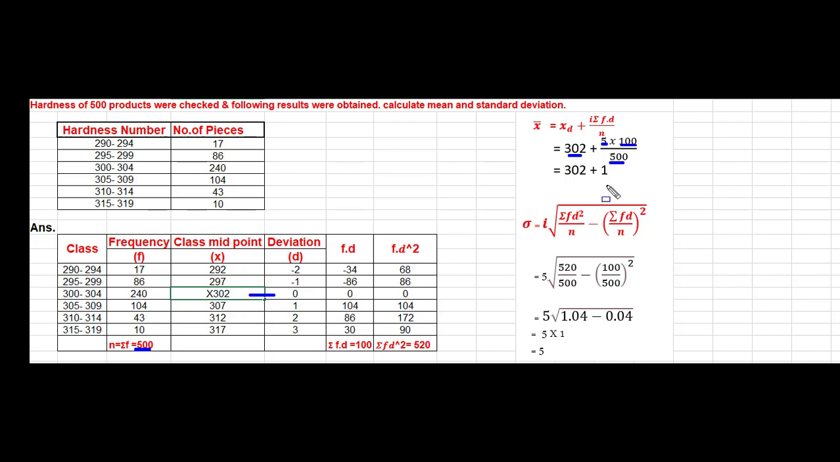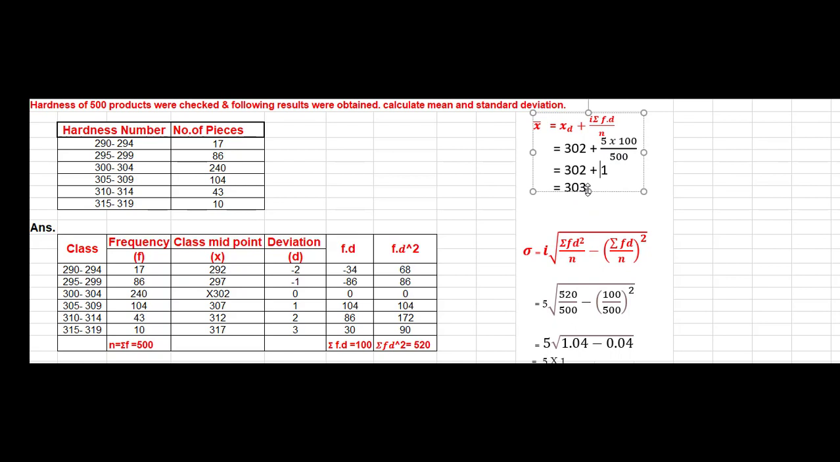By this equation, 5 into 100 is 500, divided by 500 is 1. By adding 302 plus 1, we get 303. So x bar will be 303.